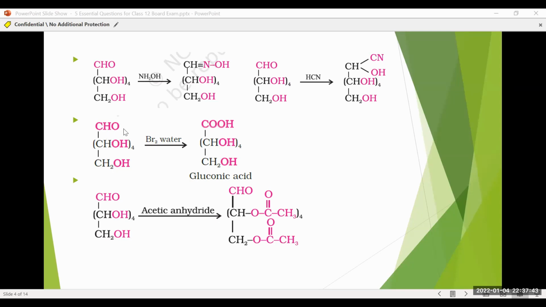The CHO, CHOH whole 4, CH2OH, which is your glucose, reacts with bromine water, oxidizing the aldehyde group only. As you know, the aldehyde group on oxidation gives carboxylic acid. One O is supplied in this reaction by the reagent, and finally it converts to COOH. The rest of the functional groups remain as they are. This particular product is called gluconic acid.